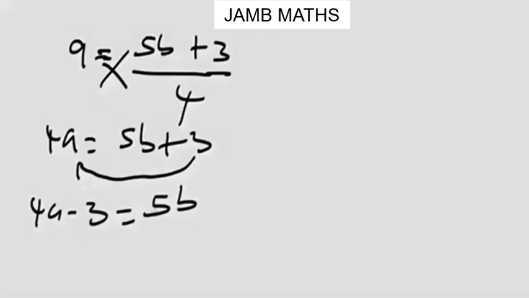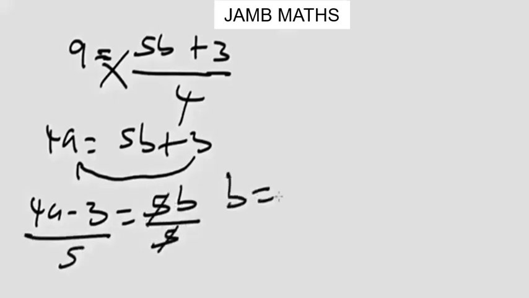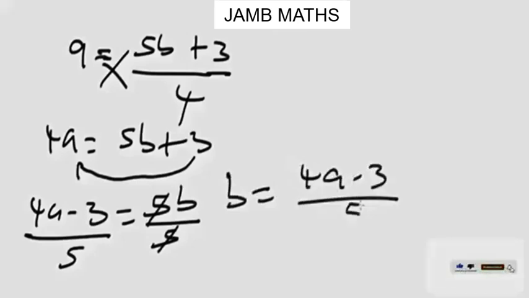The next thing is, what are we going to do to make B to be alone on this right side of the equation? The only thing you do now is to divide both sides by 5. When you divide both sides by 5, your B will now be (4A minus 3) over 5. So that will be the answer to this question. It's as simple as that, guys.